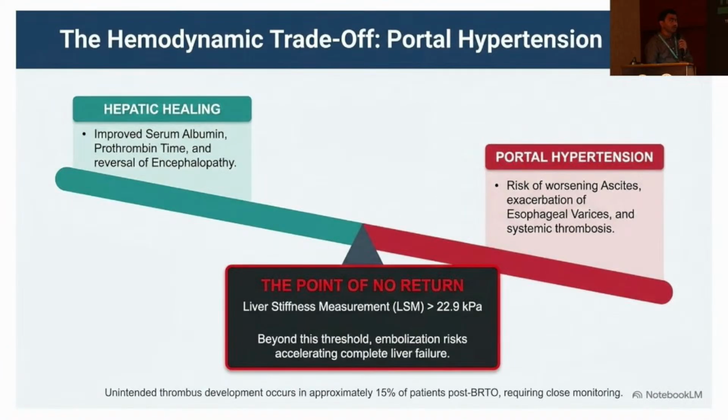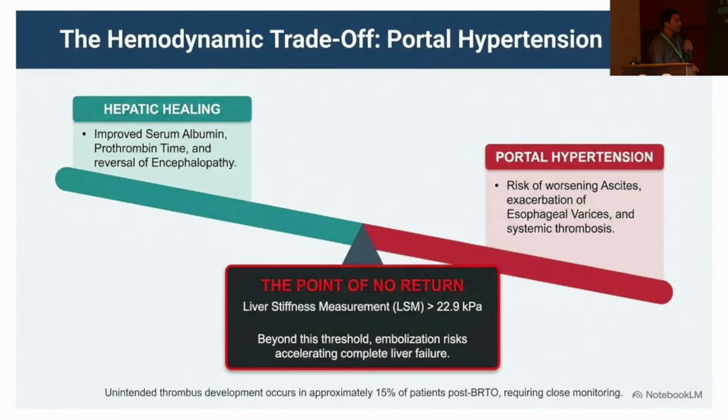But the important point to remember is when to occlude the shunt in case of portosystemic shunt syndrome. We all know, I mentioned about the improvement of albumin, prothrombin time, reversal of encephalopathy, but all this comes with the cost of increase in portal hypertension. Once we occlude the shunt, the portal pressure increases, which may worsen the ascites, exacerbation of the existing esophageal varices, and systemic thrombosis. The main thing is we should know the liver stiffness measurement.